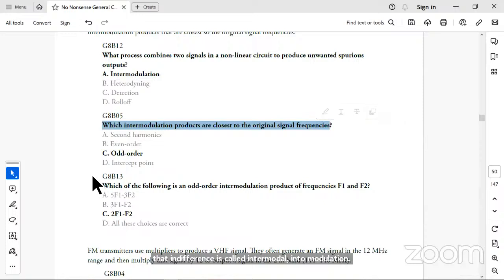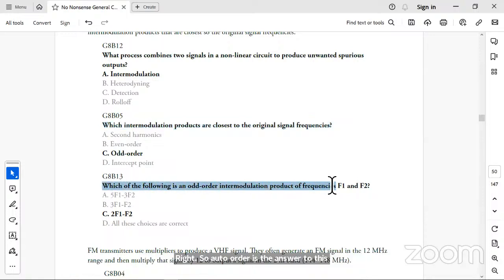Which intermodulation products are closest to the original signal frequencies? So we did say it was odd order, right? So odd order is the answer to this question. Remember what odd is? 3, 5, and so on.